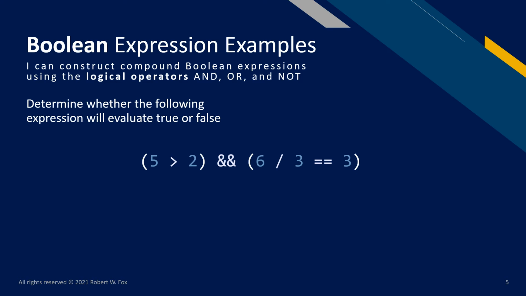So the Boolean expression that you see in front of you uses an and. What we'd like to do is determine if the overall expression is true or false. But there's actually two Boolean expressions, one on the left and one on the right, and both of them must be true for the overall and to evaluate as true. So starting with 5 greater than 2, that is true. 5 is larger than 2. And then moving to the right, 6 divided by 3, well, that equals 2, not 3. So we have a true and a false, which makes the overall expression false because for and to evaluate true, both the left and the right must be true.